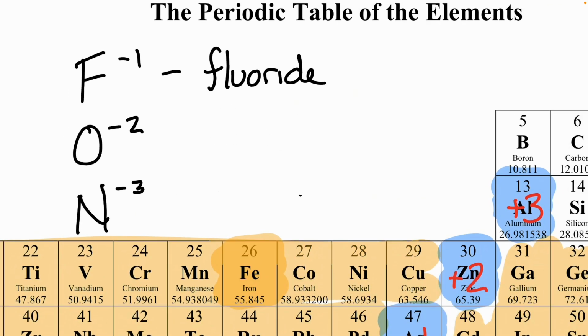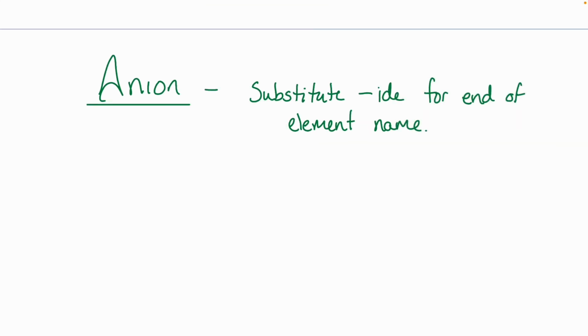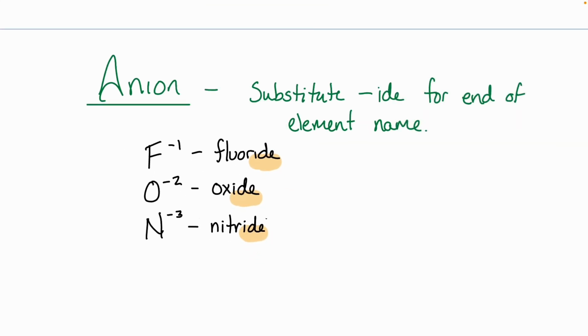All right, so oxygen, when it forms an ion, becomes oxide. And nitrogen, when it becomes an ion, becomes nitride. So again, for our cations, we don't do anything to the name of the element, it's just the element name. But for our anions, we stick this IDE ending onto the name here. All right, so that's how we name individual ions.